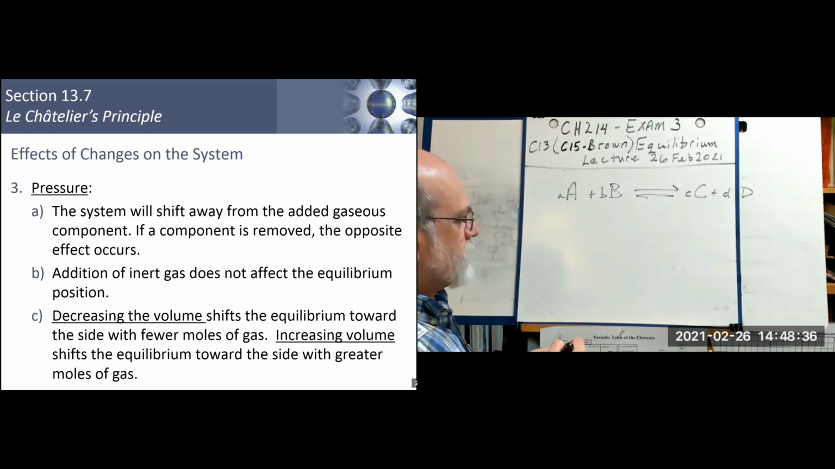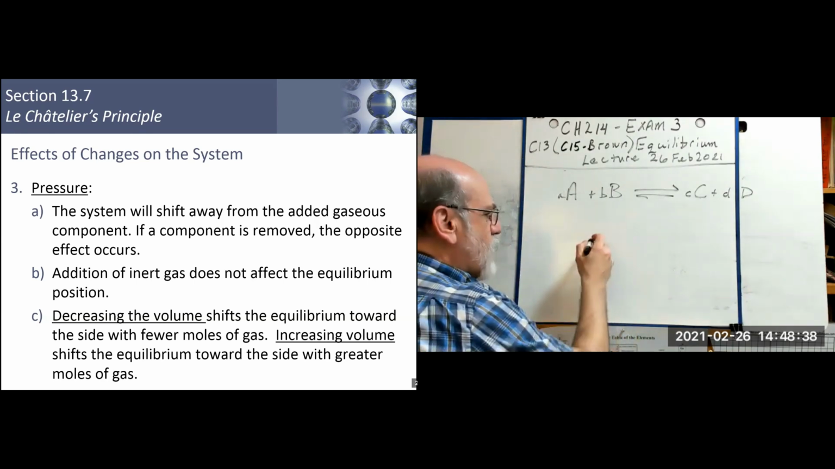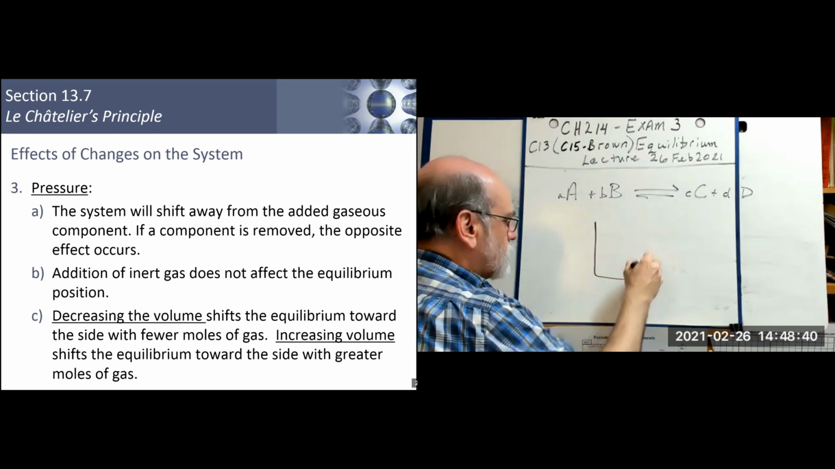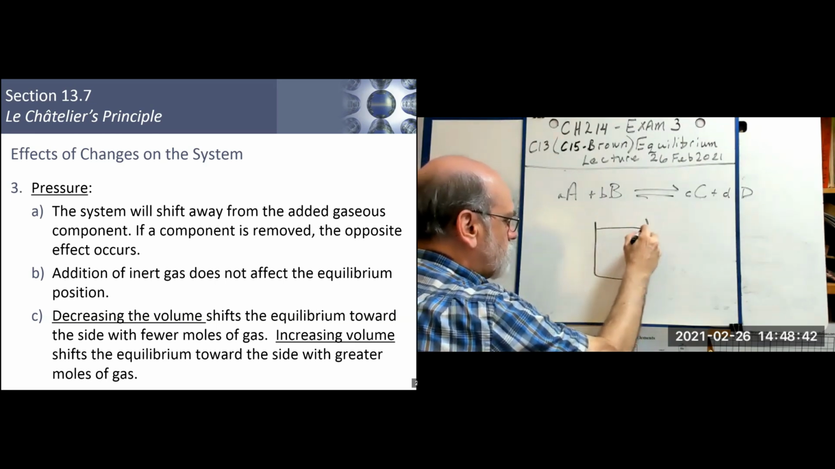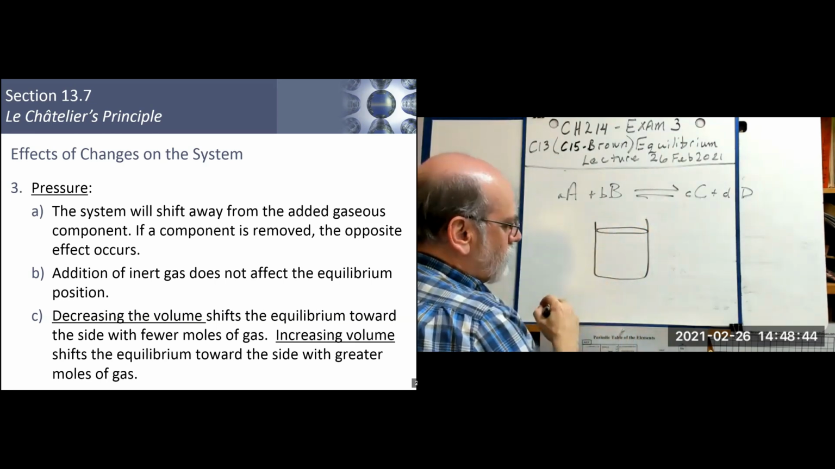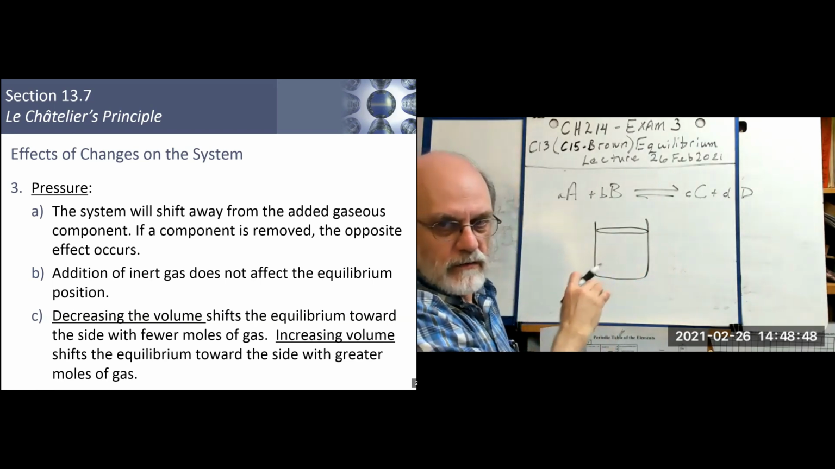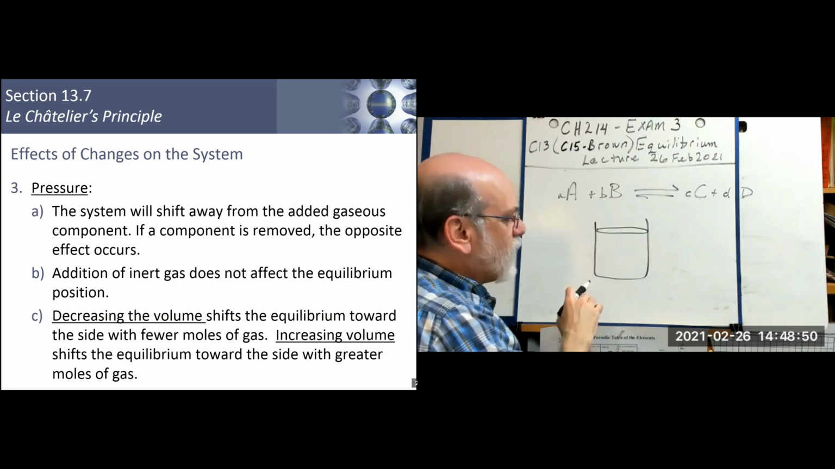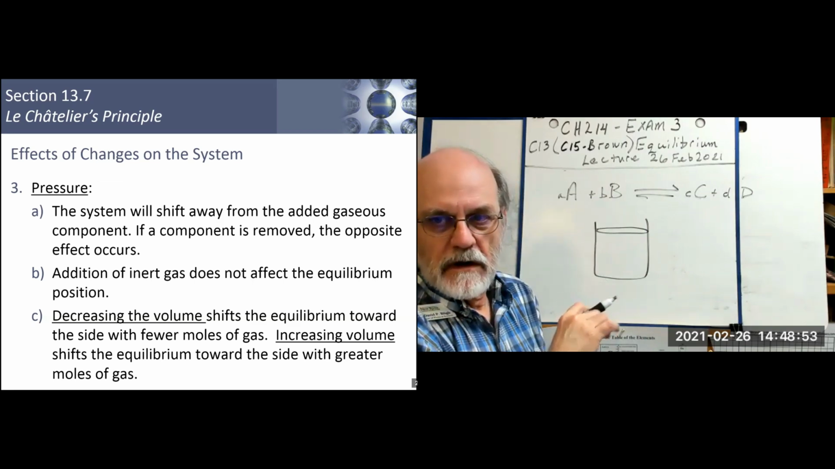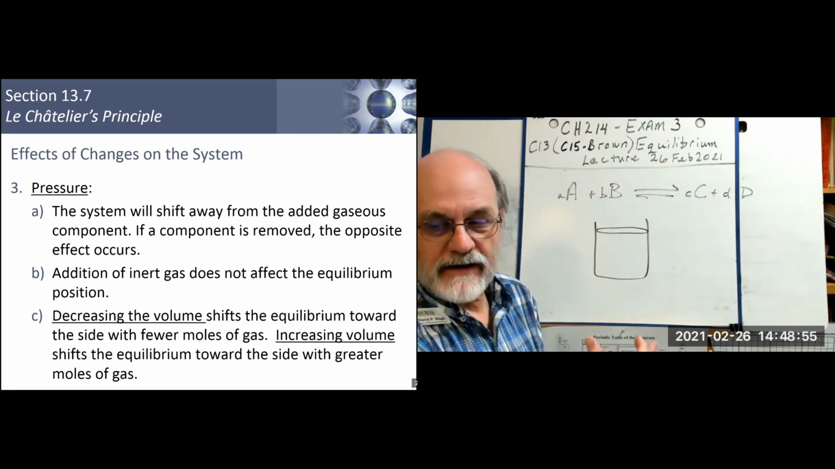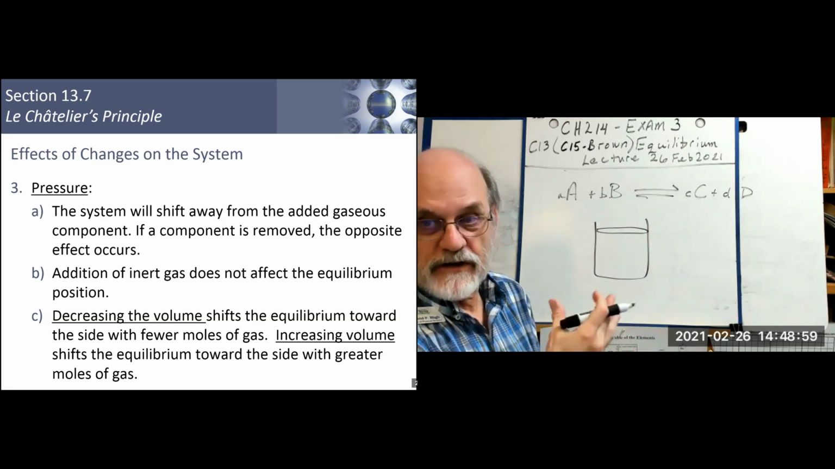Okay, so think about it this way. If you have a reaction vessel, and you've got reactants and products in here together, and they're gases, suppose all the reactants combined represent 2 moles.